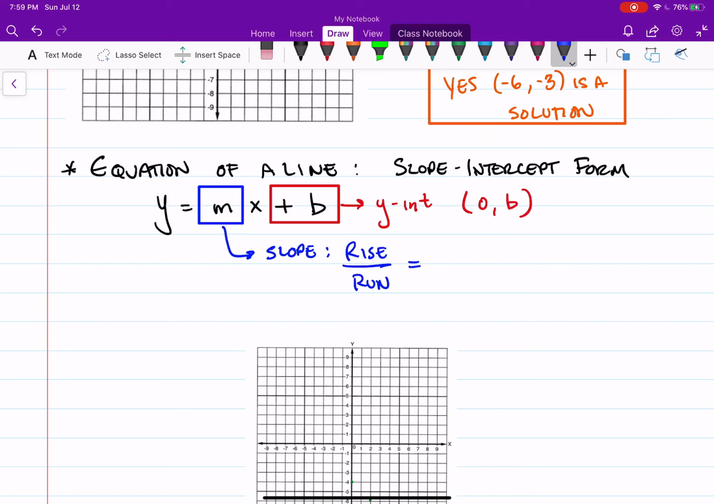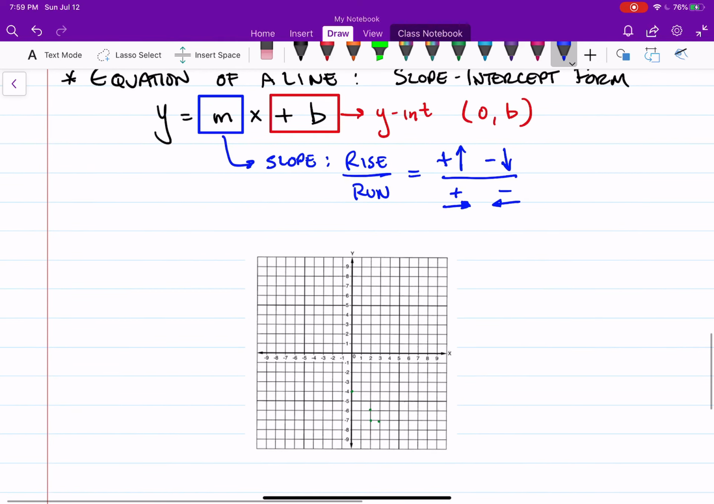So if my rise, the top of the fraction or the numerator, is positive, then I would move up. If it's negative, I would move down. Run is running left and right, and that's the bottom or denominator. If it was positive, I would move right. If it was negative, I would move left. Okay? Try to make these arrows look nice, but I'm only that good.